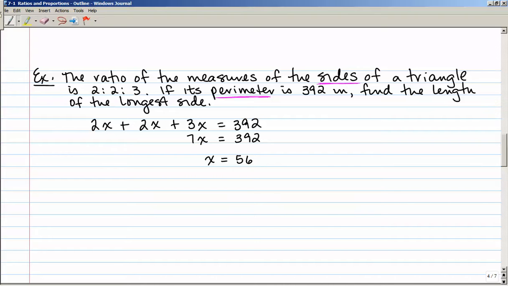Now we're not done, because the problem said to find the length of the longest side. The longest side is going to be the one that's in the ratio with the 3. So 3 times 56, which is x, is going to give me 168 inches. So the longest side of that triangle is 168. And notice, 2 of the sides are going to be the same length, because they both have a 2 in the ratio here. So this is actually going to be an isosceles triangle. 2 of the sides will be, what does that come out to be, 112? And then the third side is 168.